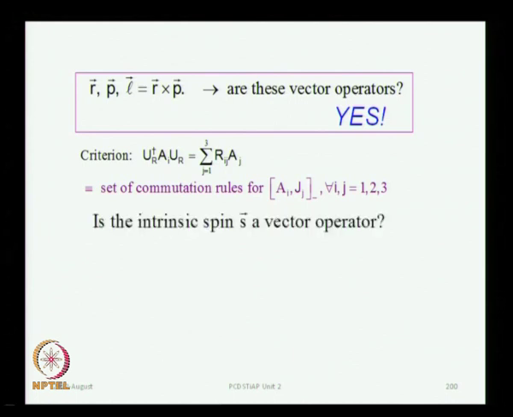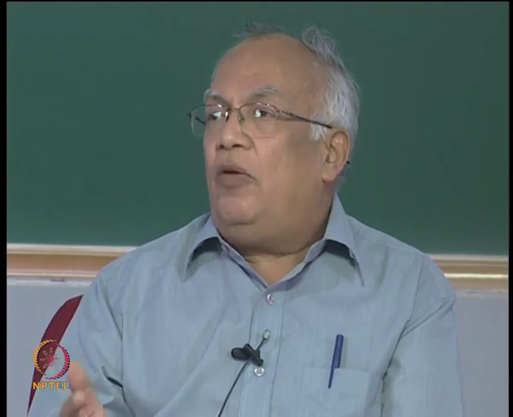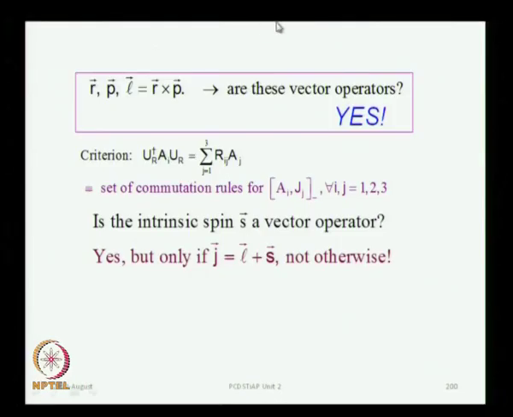What about spin? Is it a vector operator? Now, here comes the nice answer, that it is a vector operator, but only if angular momentum is defined appropriately. If the system already has an orbital angular momentum, then the net angular momentum must be defined as L plus S, which means that whenever you subject the components A_i to rotations, they must include the components of L as well as S. If you do not do that, it would mean that the angular momentum has not been appropriately defined.